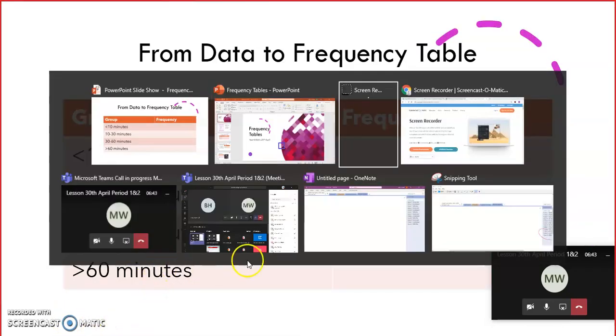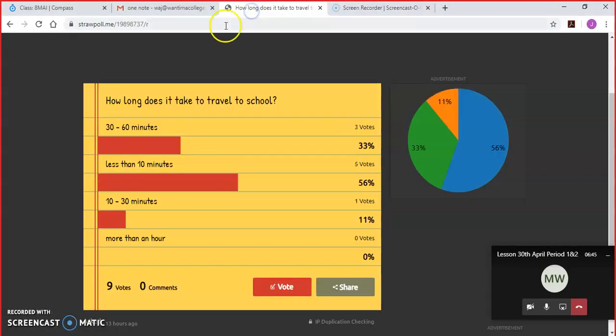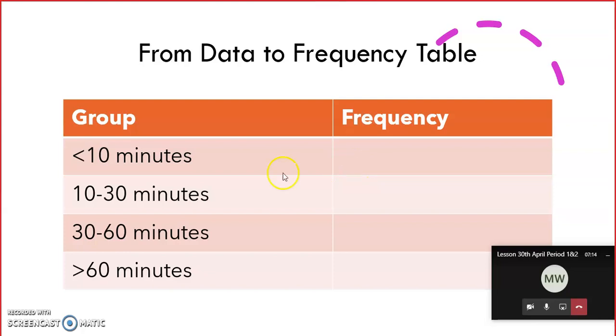So I'm going to switch to the survey results. Let's see how far it goes. Okay, so far I got 3 votes for between 30 to 60 minutes, 5 votes for less than 10, and okay, slightly changing. So let's take this one as the final figure because it's 10 votes, looks pretty nice. So if I want to do that, I know the numbers 4, 5, 1, and 0. So less than 10 minutes will be 5 votes.